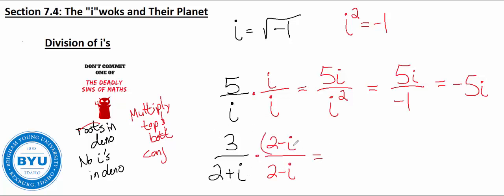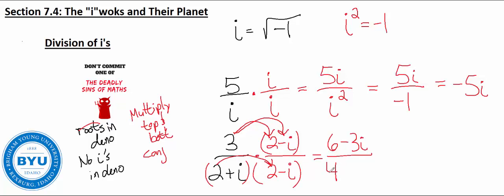And then we'll multiply. Let's see, 3 times 2 is 6. And 3 times -i is -3i. And on the bottom, I'm going to put these in parentheses, so I super distribute. 2 times 2 is 4. And 2 times -i is -2i. And i times 2 is plus 2i. And i times -i is -i squared.